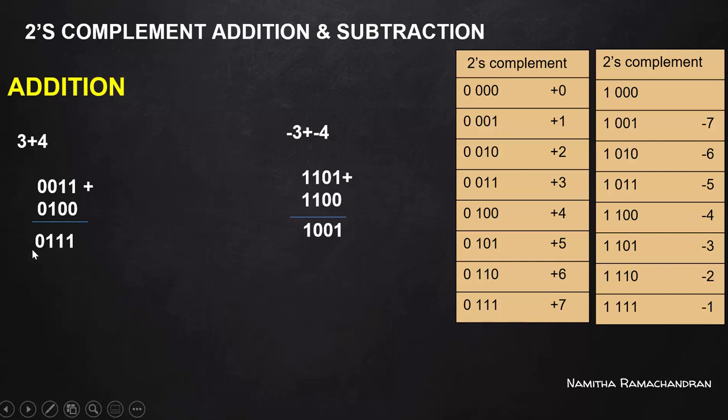So the generated result itself is the correct expected answer. In this case, after addition, if it generates a carry out, then we simply discard or drop that carry. The remaining bits of the addition form our expected result. This is the case of addition in 2's complement form.